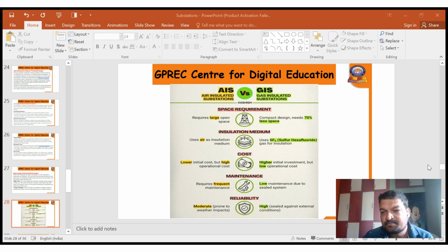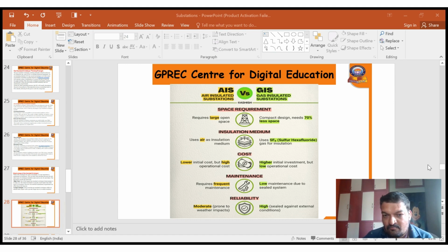Whereas gas insulated substation is protected from the atmosphere and the environment. So the environment won't affect the gas insulated substation as compared to the air insulated substation. So the maintenance required for gas insulated substation is very low as compared to the air insulated substation.